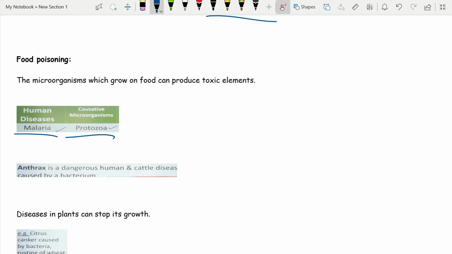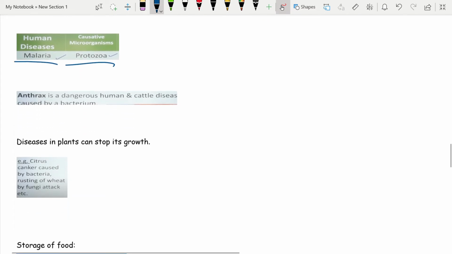Diseases in plants can stop its growth. Yeah, you may have seen diseased plants which have weird dots on them, or they're drying up quickly. They can stop its growth. Now, citrus canker is caused by a bacteria, the rusting of wheat is by fungi attack, and etc. So that's really, really bad.